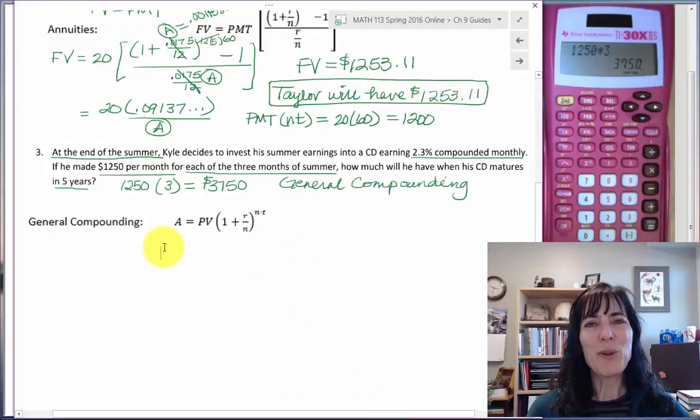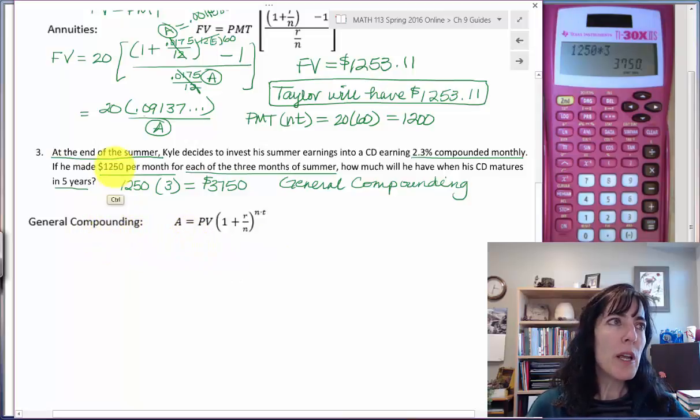All right, so I'm just being lazy. You should probably write out that formula yourself. I just want you to see where it is on the formula sheet and be able to identify which formula and what all the parts are based on what's on that formula sheet. So for this one, the A, we don't know. The PV, that's going to be this 3750.